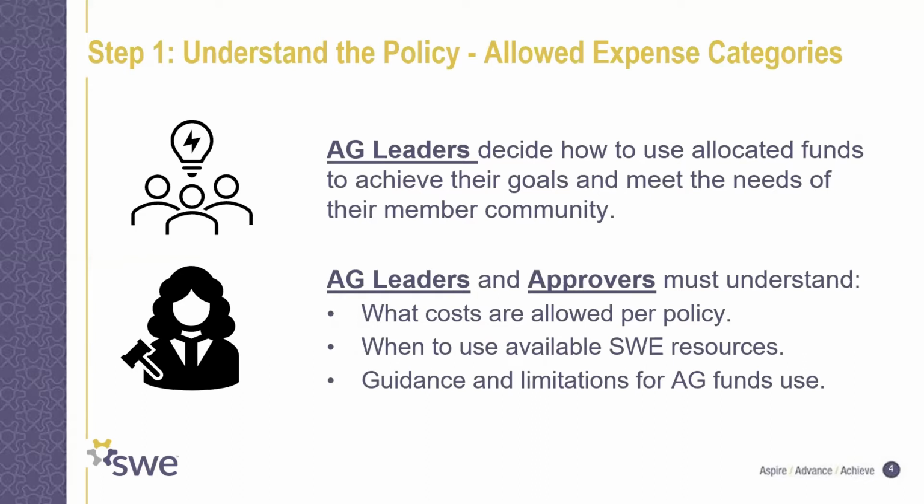AG leaders determine how to use their budget to achieve their goals based on their specific member community. Your AG work group lead will be a valuable resource in providing best practices and ideas. They can also help AG leaders interpret what expenses are allowed per policy. The policy provides guidelines on where AG leaders can and cannot use AG funding. It also explains where other SWE resources can be used without expending AG funds.